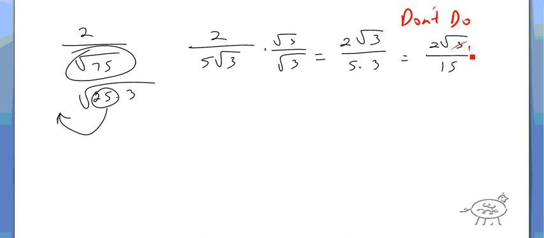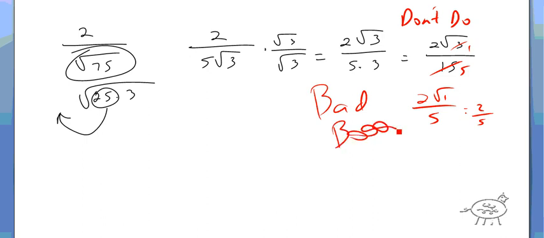The bad thing is to go, oh, well, that's a 1 and that's a 5, and say 2 root 1 over 5, which is 2/5. Bad. Hey, don't do that. Only radicals and radicals you can simplify, or terms outside the radical. All right, so let's try a couple more here.